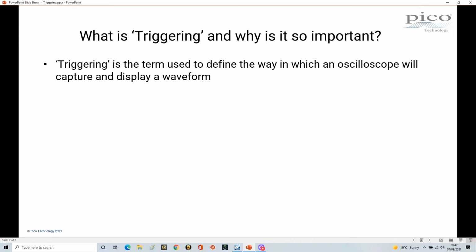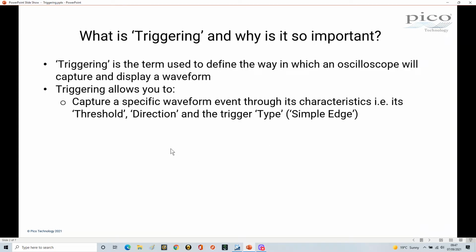Without it, we would never really be able to observe most of the signals that we look at in terms of analog systems, looking at phase relationships, looking at protocols and all that kind of stuff. So it is so important. Triggering allows you to capture a specific waveform event through its characteristics, i.e. its threshold, its direction, and the trigger type.